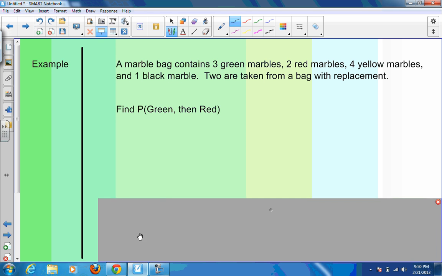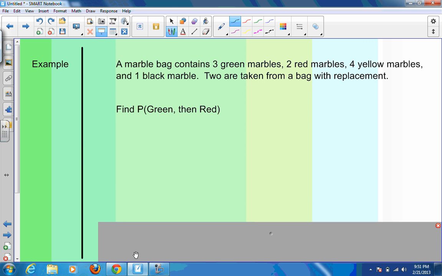A lot of your problems in your homework are going to look like this. A marble bag contains 3 green marbles, 2 red, 4 yellow marbles, and 1 black marble. First thing you got to do is realize how you're taking the marbles from the bag. It says 2 marbles are taken, and it's with replacement. That means after I've taken 1 marble from the bag, I put it back, and then I draw the second one. That means that these are independent events because of the replacement.